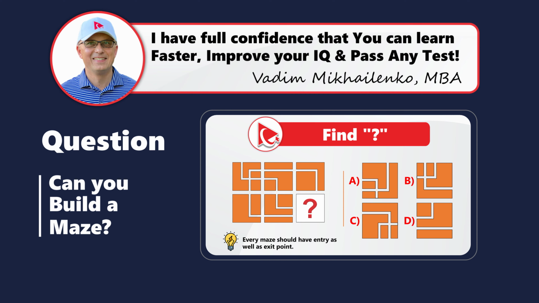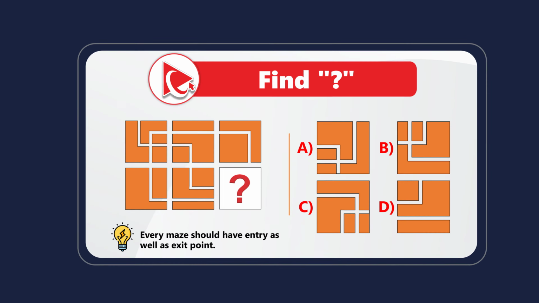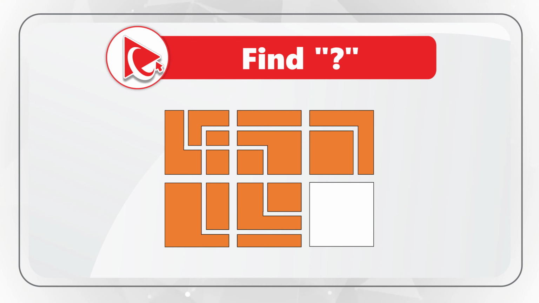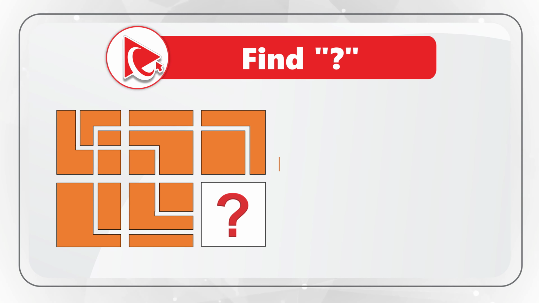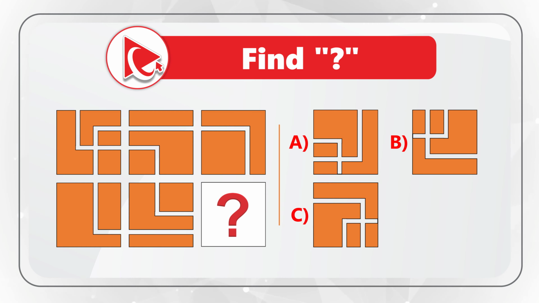And now I have a surprise question for you. You're presented with a maze, which is missing 1 section. You need to complete the maze by selecting 1 out of 4 possible choices: A, B, C, and D. Take a close look to see if you can find the missing piece.